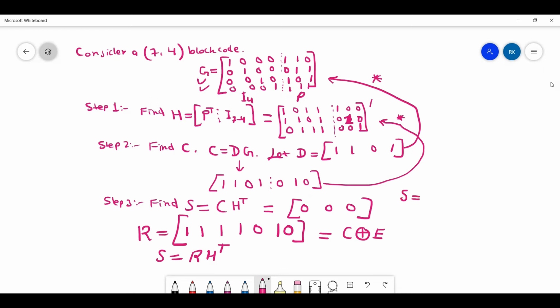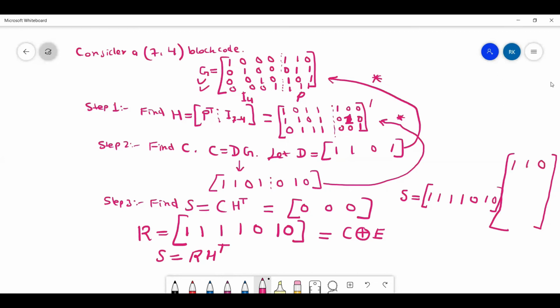S is equal to R times HT. R is a corrupted bit stream, in which the third bit has been corrupted. We are assuming for the sake of simplicity that only one bit has been corrupted: 0 1 0, which has to be multiplied with the transpose of the parity check matrix.